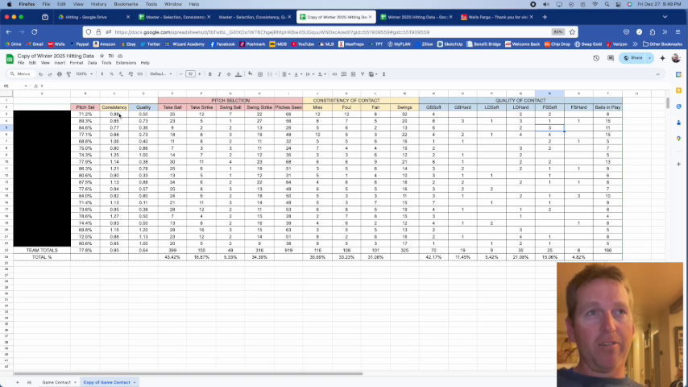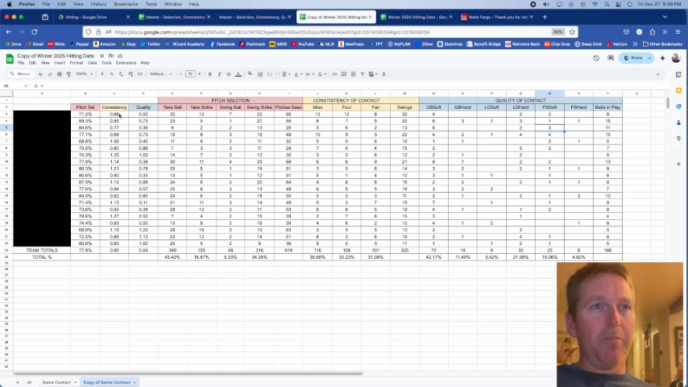Consistency of contact. This is really just bat-to-ball skills. Are you a free swinger and swinging and missing way too much? Are you fouling off a lot of good pitches? Or are you pretty consistent, where every swing you take, you put the ball in play hard, or you put the ball in play?